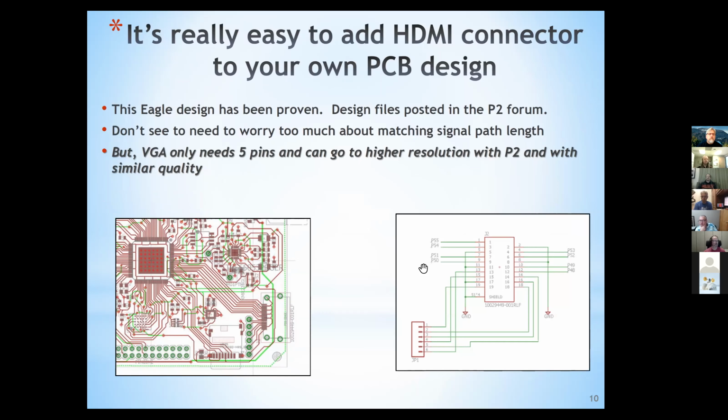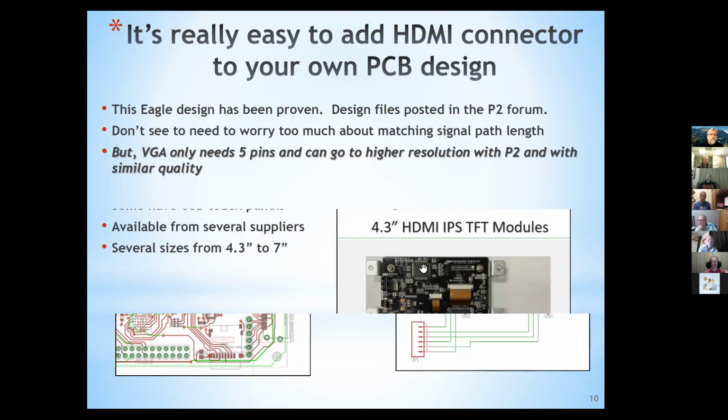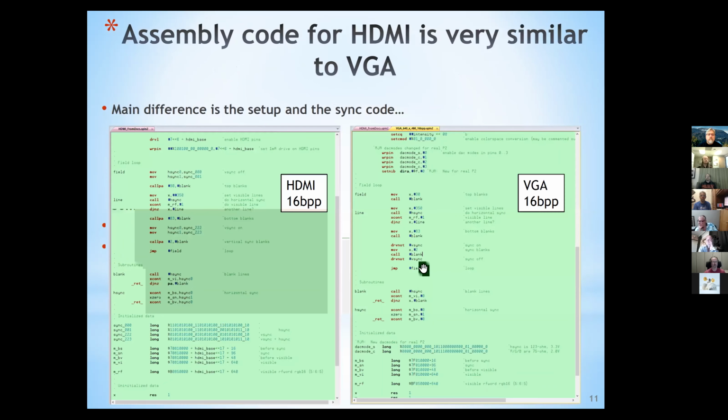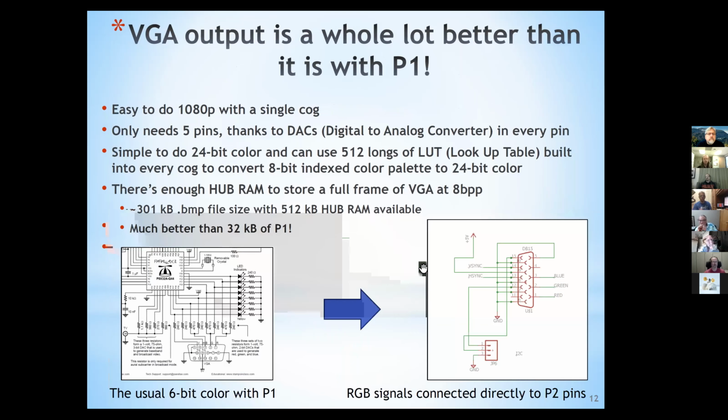But VGA is also kind of competitive here, because with that you can go to higher resolution and it only needs 5 pins, and quality-wise it seems similar to me usually. So you have to think about which way you want to go. Code-wise, this is an example of screenshots from HDMI at 16 bits per pixel versus VGA at 16 bits per pixel. If you look closer, it's really similar. Some of the setup is a little different, and some of the constants down here are a little different, but overall it's almost identical. So that's an interesting feature.